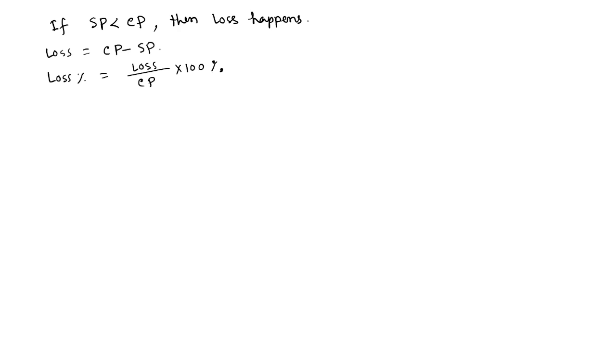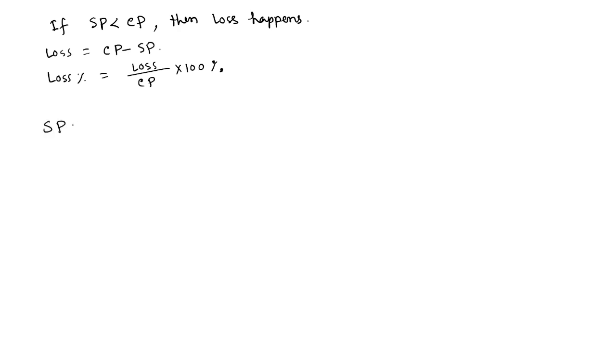So, if we are given the cost price, and if I am given the selling price, then we can find the loss, and therefore, we can find the loss percent. Similarly, the profit and profit percent. Now, if we know the profit and the cost price, then the SP we can also get.